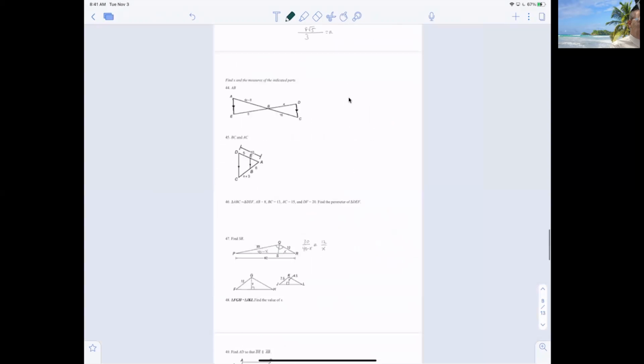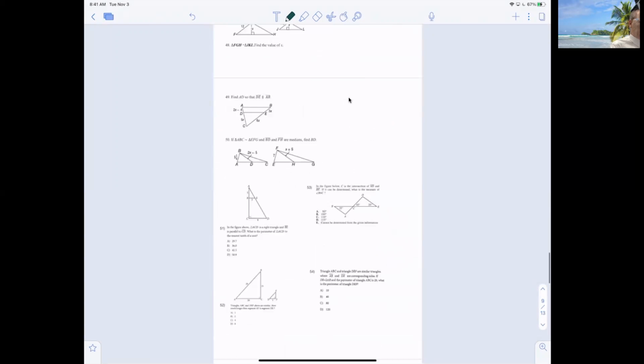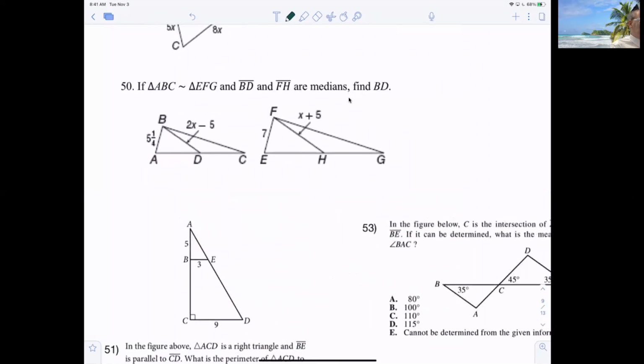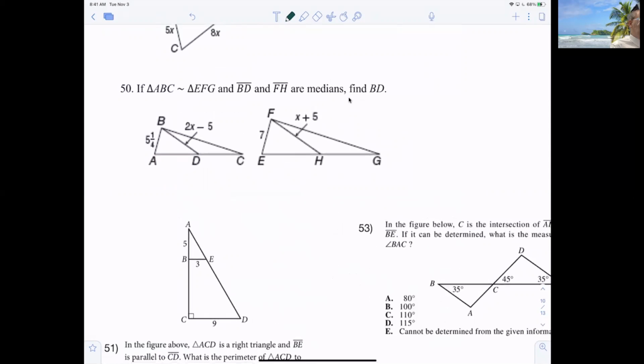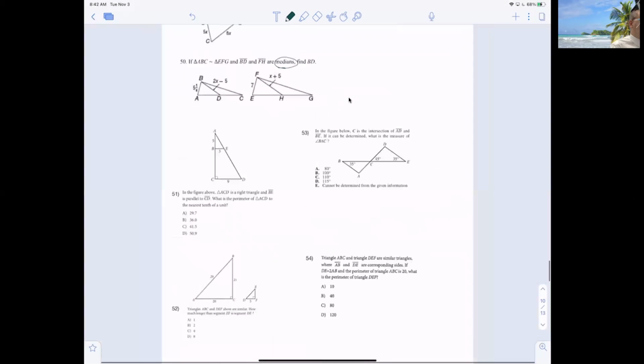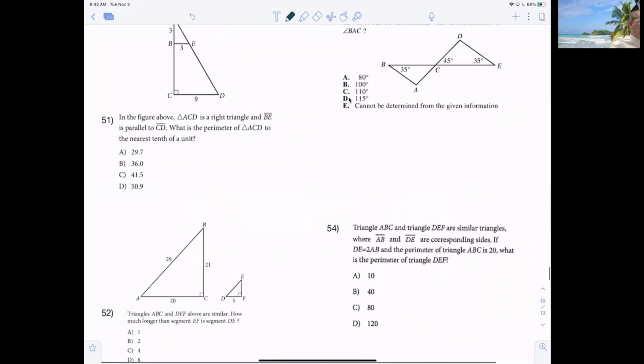Anybody else on that page? All right, here we go. Now we got into some good SAT questions. 49 and 50. Does anybody have any questions with those? 50. So that's just a proportion, right? Because they're medians. So you just say 5 and 1/4 over 7 equals 2x minus 5 over x plus 5. All right, so here we go with the SAT problems. What about 51? Did I have an issue with this?